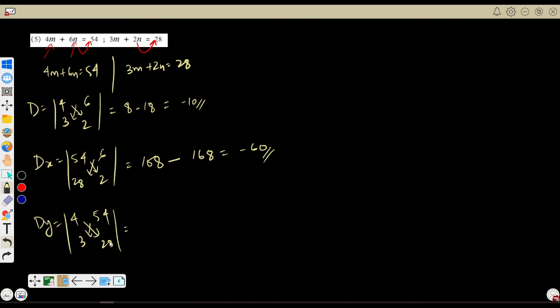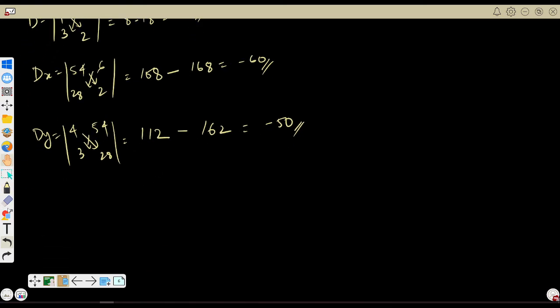Now moving on to the next, 4 multiplied with 28, this will give me the value as 1. Wait a minute, I'll just erase this. I'll write this again. The value will be 112 minus. If you multiply 54 by 3, so the value will turn out to be, the value will be 162. Yes, the value will turn out to be 162. If you simplify this, the value will be minus 50. I hope this is clear to you.